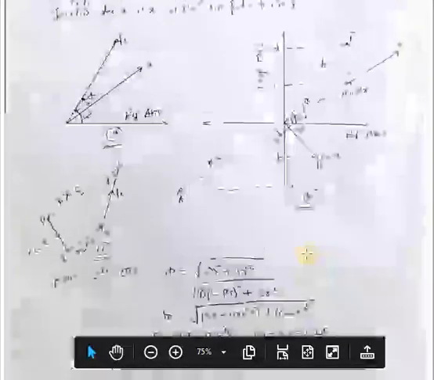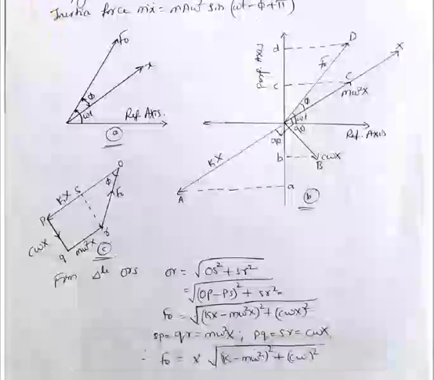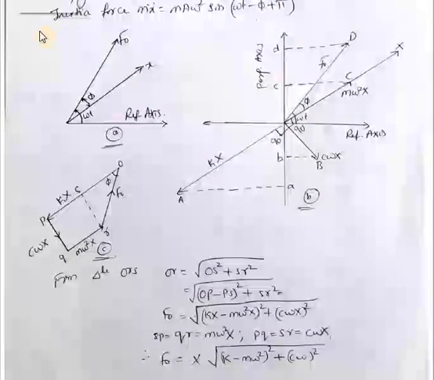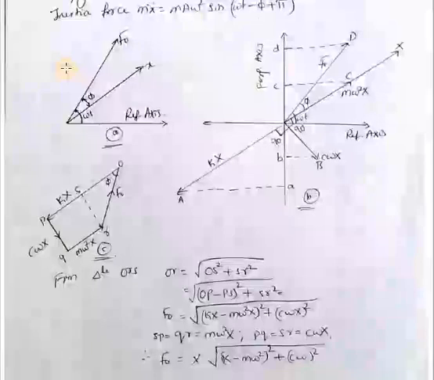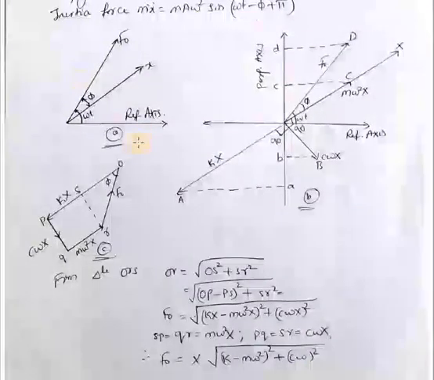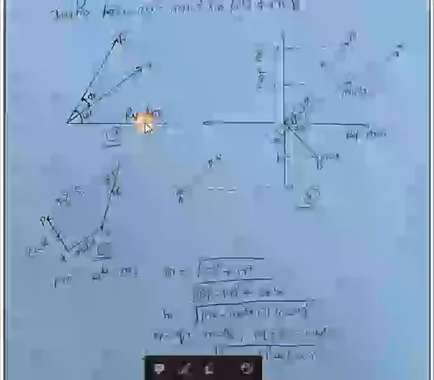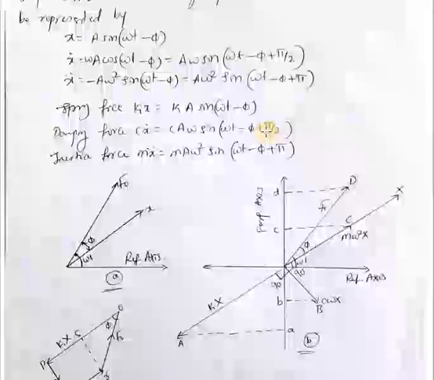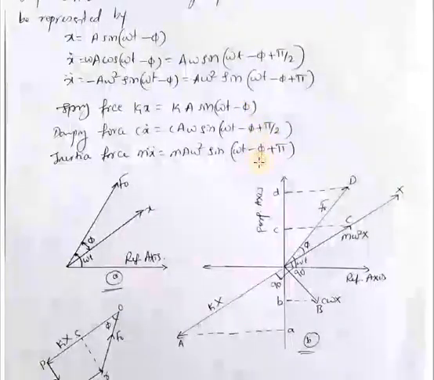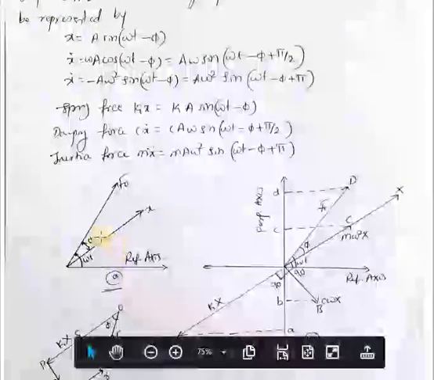Before that, let us try to understand how to construct this graphical method. Here, from those given equations, we can see that the damping force leads the spring force by 90 degrees and the inertia force leads the damping force by 90 degrees. If you see here, the difference in angles is 90 degrees each. Damping force leads the spring force by 90 degrees and the inertia force leads the damping force by 90 degrees, which is shown in this figure.